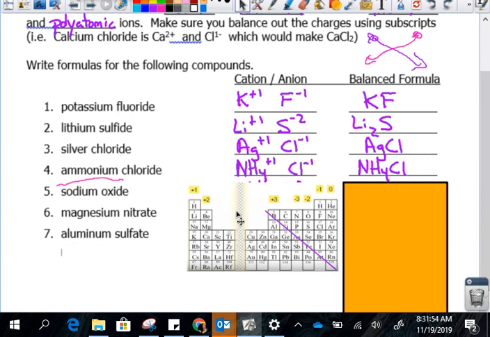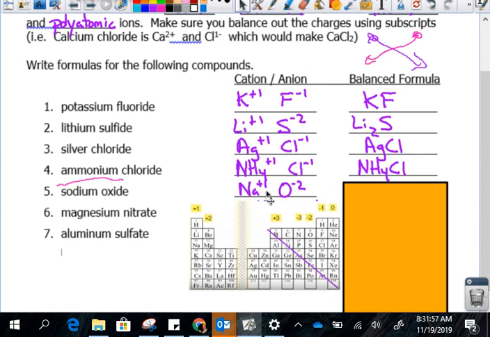Sodium oxide. Sodium's a +1, oxygen's a -2. Each time I'm going to the periodic table and I'm looking up these charges. So if sodium's a +1, there's going to have to be 2 sodiums to make that oxygen happy.